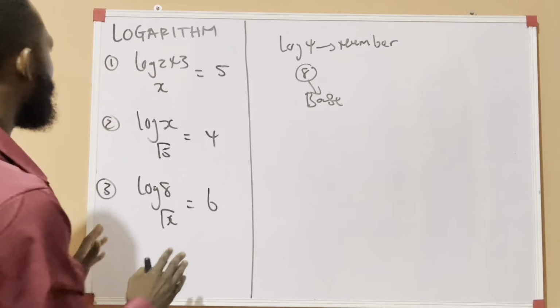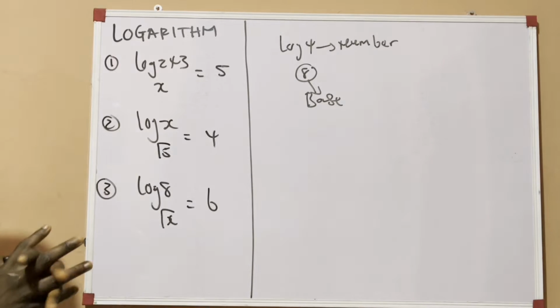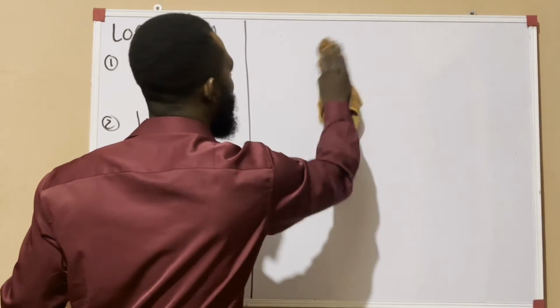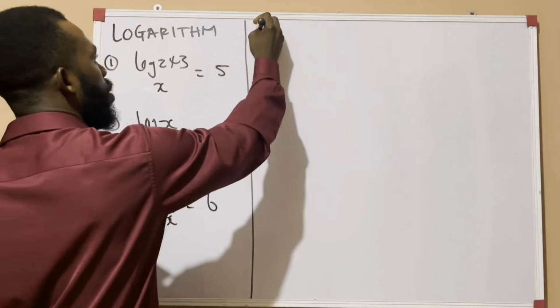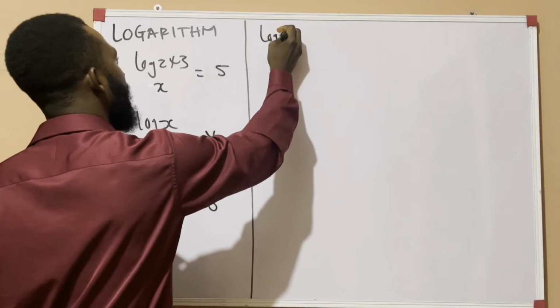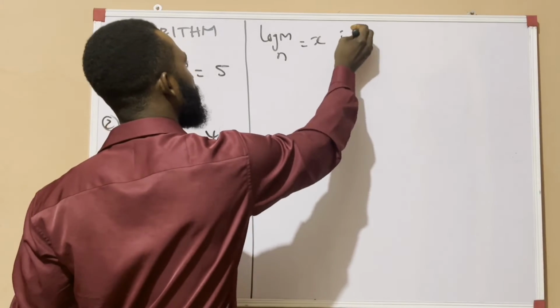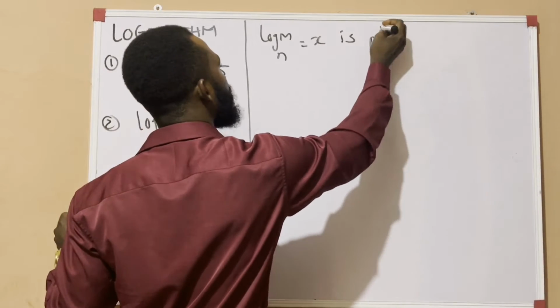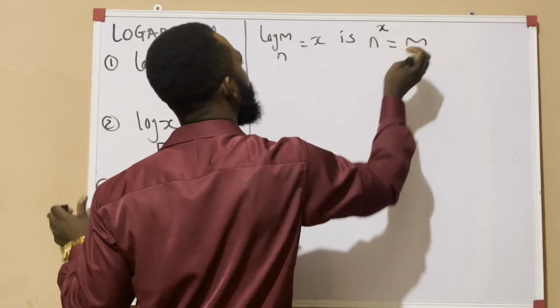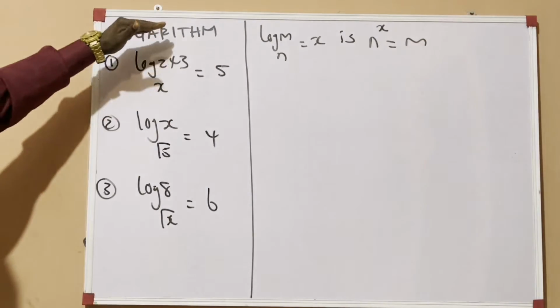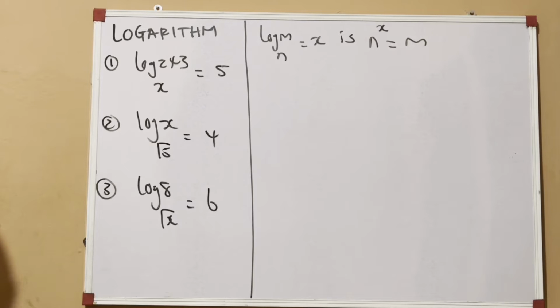Now, in order for us to be able to solve these 3 questions, we are going to apply the rule of logarithm, which says log m base n equal to x is n raised to the power of x equal to m. This is the rule we are going to use in solving these 3 questions.